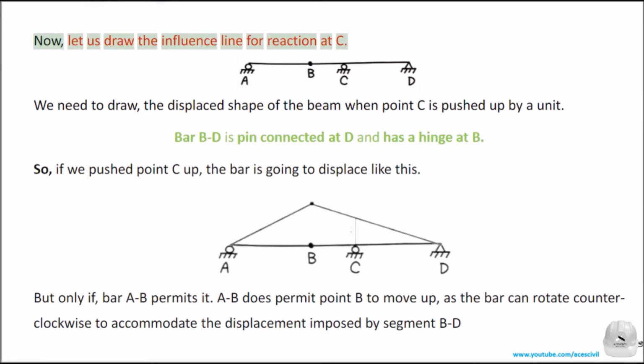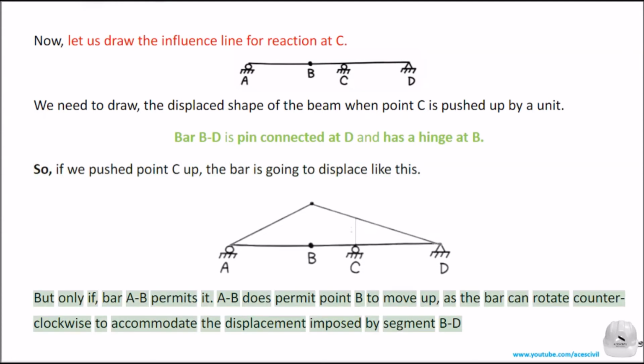Now, let us draw the influence line for reaction at C. We need to draw the displaced shape of the beam when point C is pushed up by a unit. Bar BD is pin connected at D and has a hinge at B. So, if we push point C up, the bar is going to displace like this.